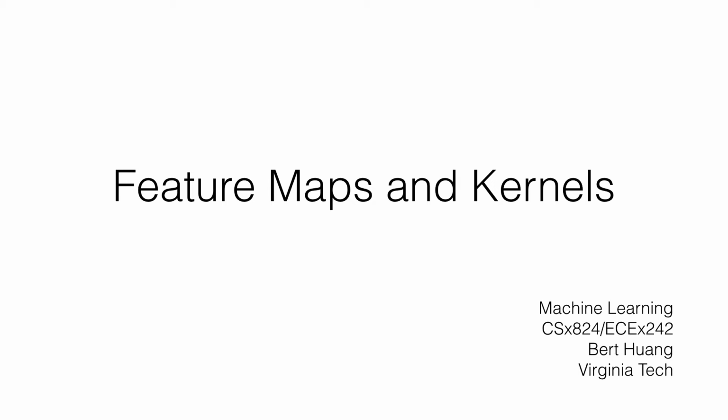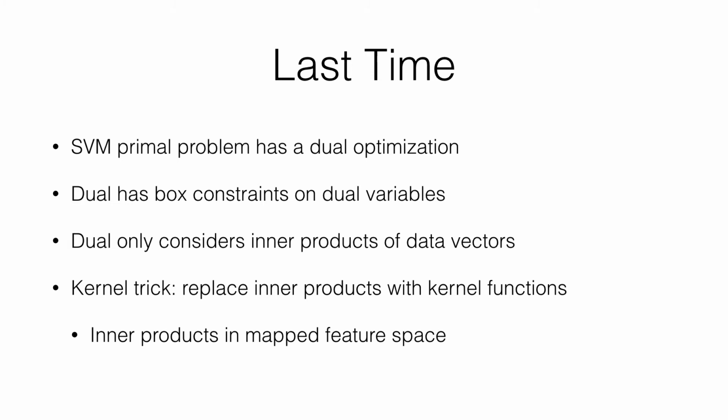In this video, we're going to dive a bit deeper into the idea of kernels, which came up in the last video in the context of dual support vector machines. In the last video, we talked about how the SVM primal problem has a dual form, which is another optimization with very different looking objective function and constraints. And the form of the dual optimization problem has box constraints on the dual variables, and it only considers inner products of the data vectors.